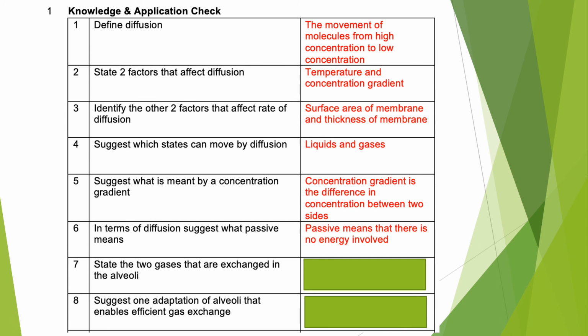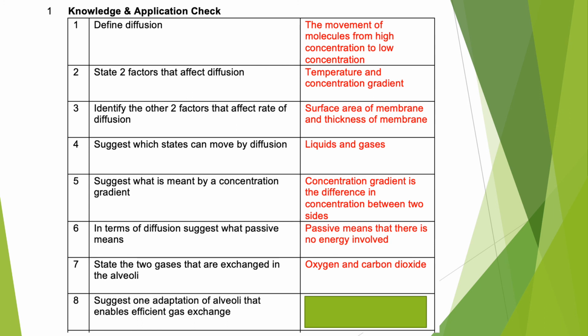Number 7, state the two gases that are exchanged in the alveoli. So remember that alveoli are found in your lungs, and primarily there are two main gases that are going back and forth inside your lungs. So that will be oxygen and carbon dioxide. Pretty simple there.